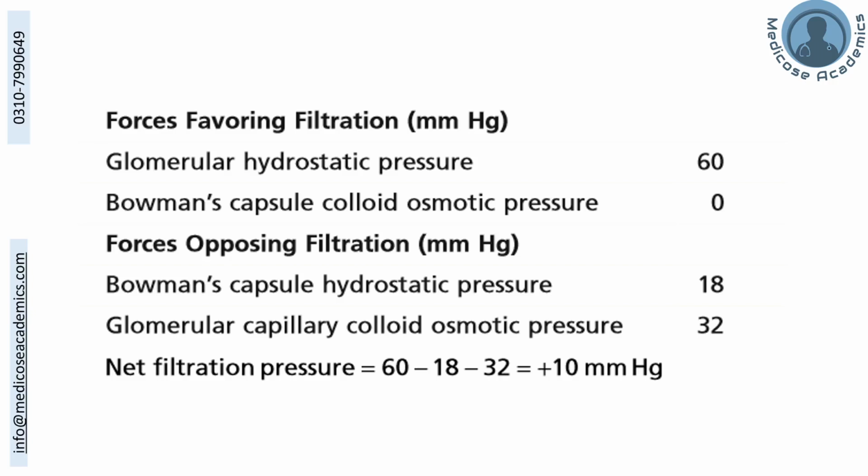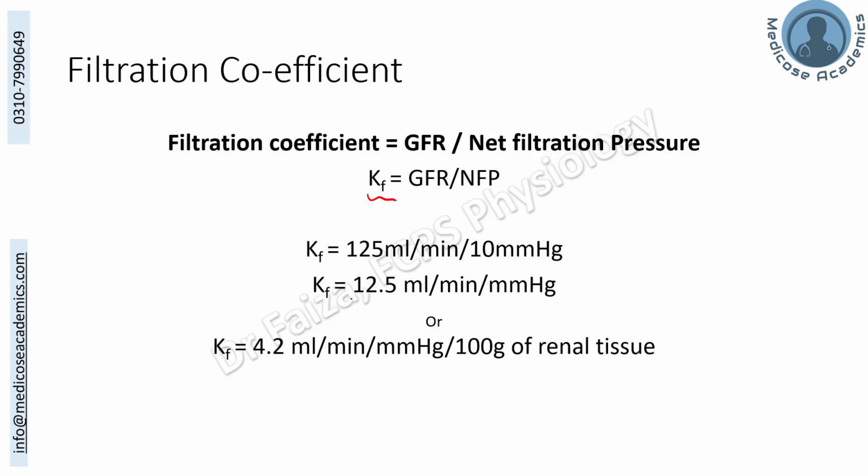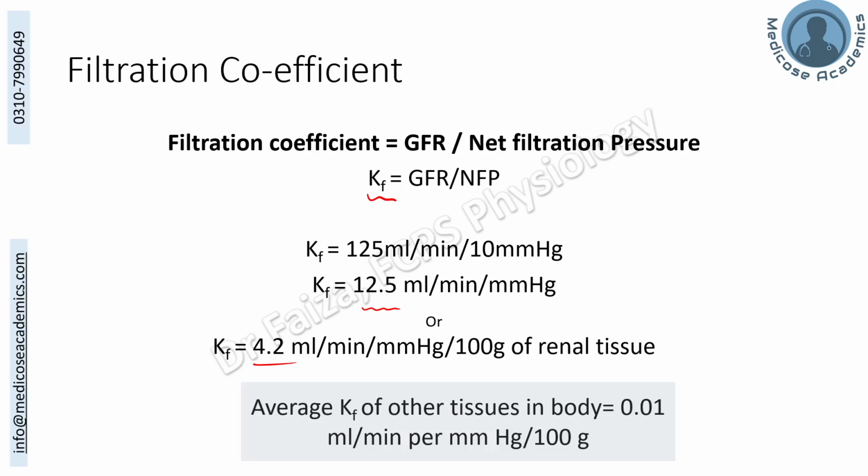Now we have to multiply this net filtration pressure with the filtration coefficient, which for the glomerular capillaries is 12.5 milliliters per minute per millimeter of mercury. If we convert it to per 100 grams of renal tissue, this becomes 4.2 milliliters per minute per millimeter of mercury, which is much more compared to the capillaries in other parts of the body. For example, skeletal muscles, heart and brain have much lower filtration coefficient values. The average of other body tissues is only 0.01, whereas in kidneys this is much more.